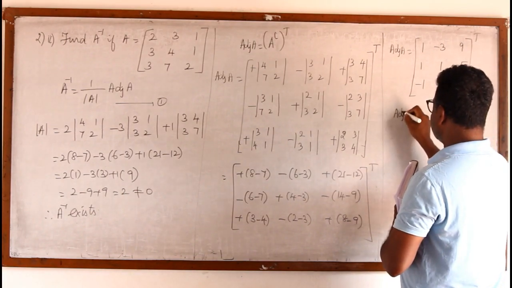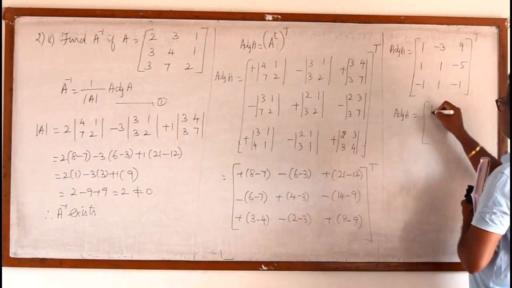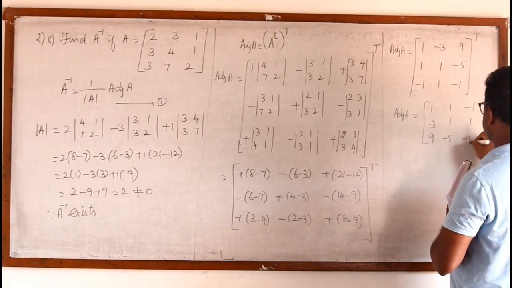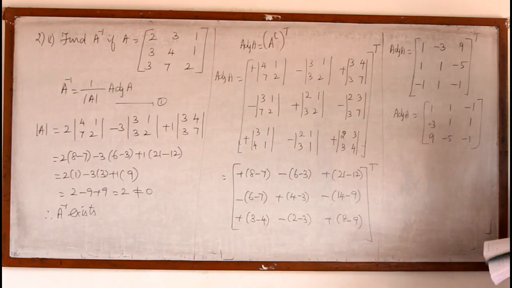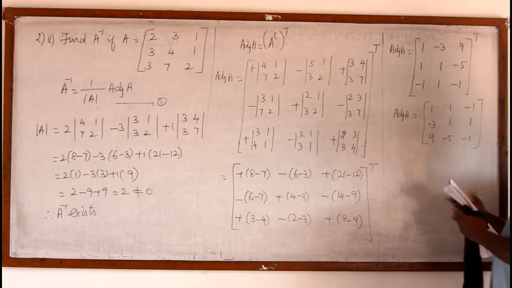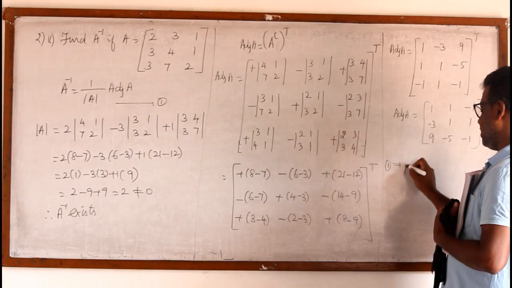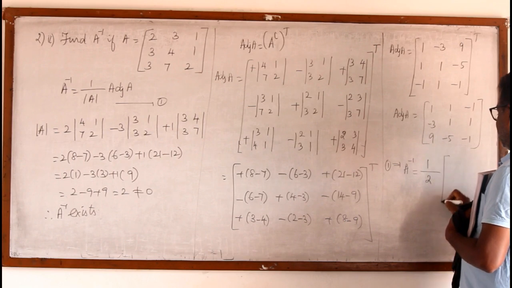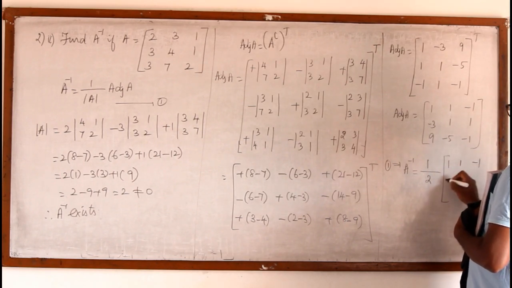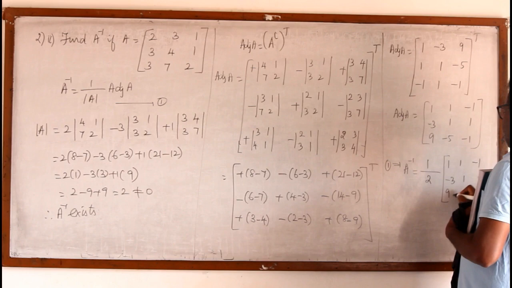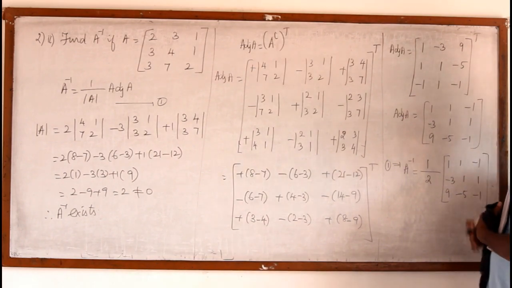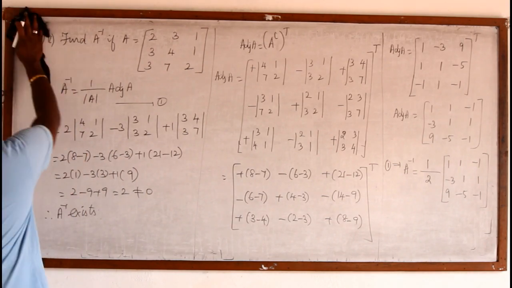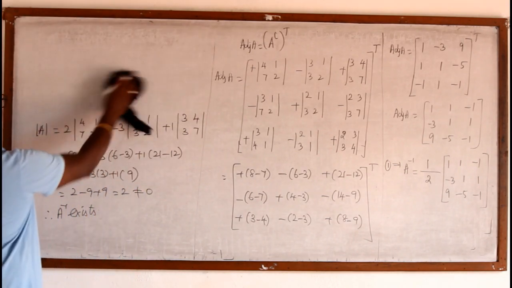So now transpose it. It is 1, 1, minus 1, minus 3, 1, 1, 9, minus 5, minus 1. Therefore, A inverse equal to 1 by determinant of A, which is 2, into adjoint of A: 1, 1, minus 1, minus 3, 1, 1, 9, minus 5, minus 1. So this is how we can find the inverse of the matrix. So now it is familiar for us after seeing these 4 problems.